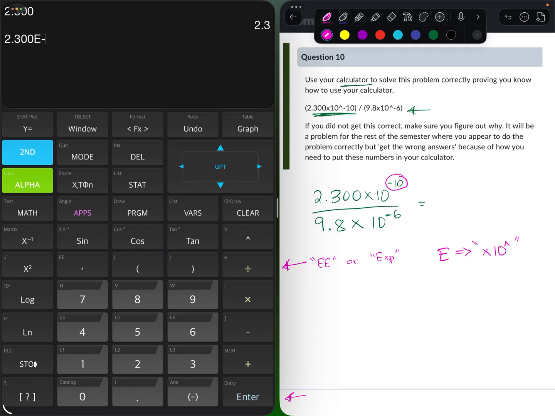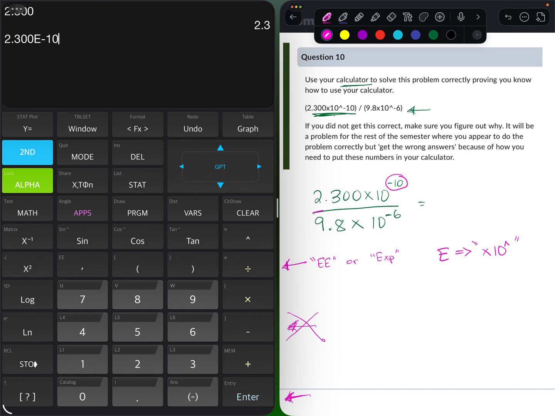And that sounds really confusing. This is how I subtract things. That's not what I want. This button is how I make something negative. So negative 10. So I just plugged in 2.3 times 10 to the minus 10. Now, I went ahead and typed in those zeros because they're significant. But the calculator is stupid. It doesn't do significant figures. So it wouldn't have mattered if I put those in.